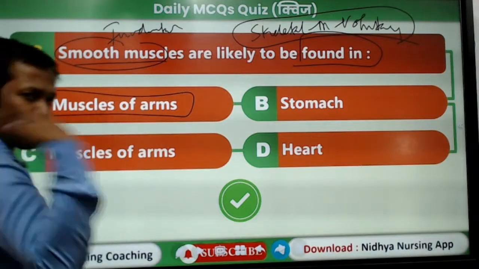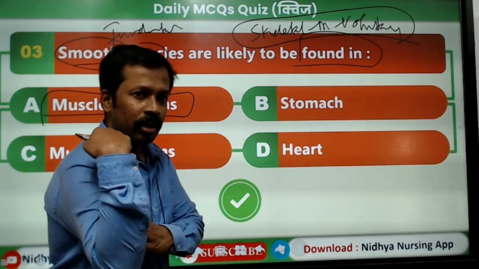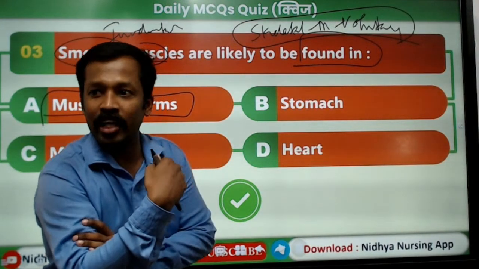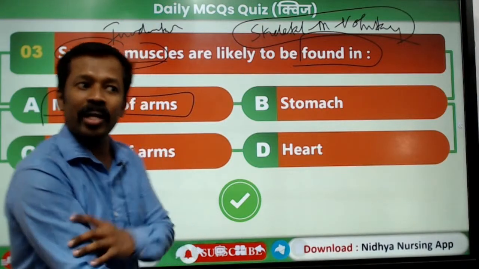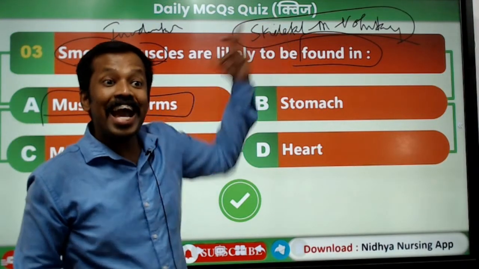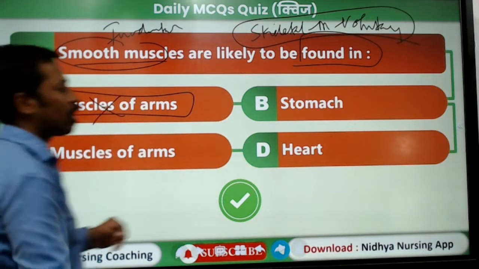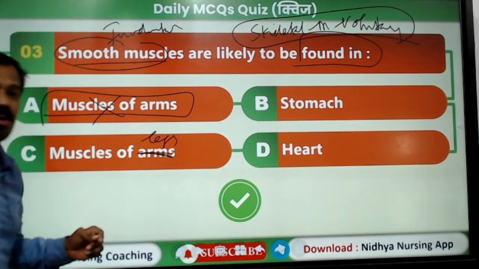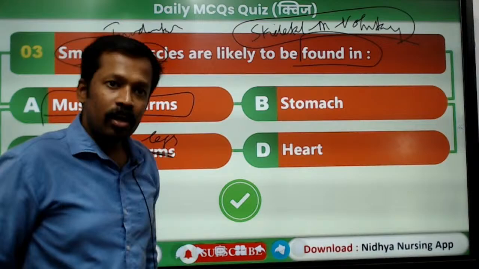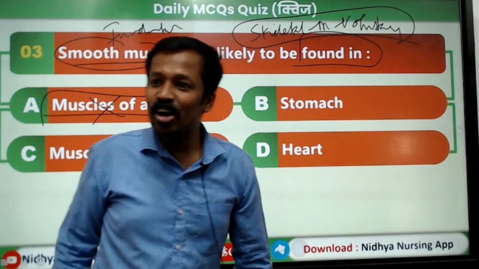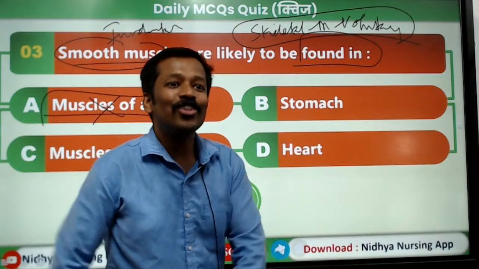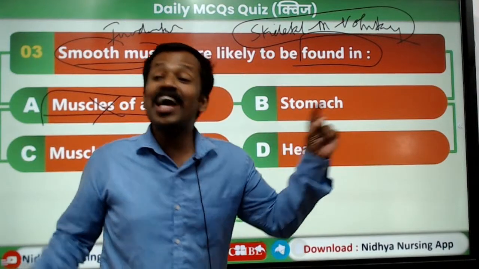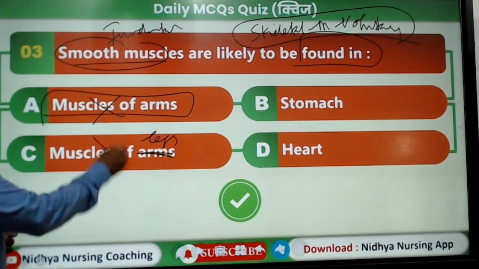Can we control it? If we can control it, that is voluntary. If it is voluntary, which muscle is that? Skeletal. So that is not the answer. And muscles of legs. Can we control it, isn't it? Muscles of legs: is it skeletal or smooth? Skeletal, obviously. That is also skeletal, so it is also not the answer.